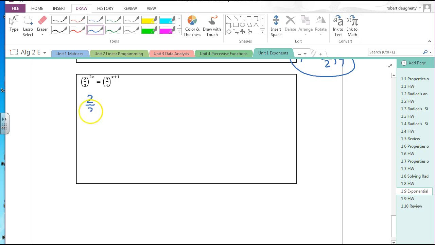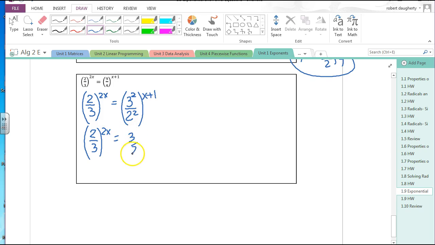So (2/3) to the 2x is equal to (3 squared over 2 squared) to the x plus 1. I'm going to write this as (2/3) to the 2x is equal to (3/2) to the 2 times (x plus 1). Everyone agree with that? Now, do I have the same number on both sides raised to a power? Almost.